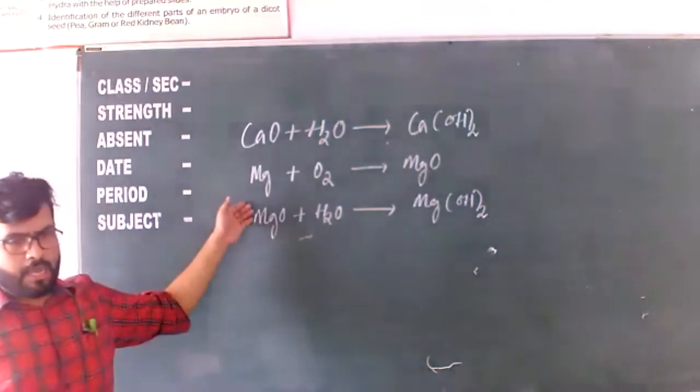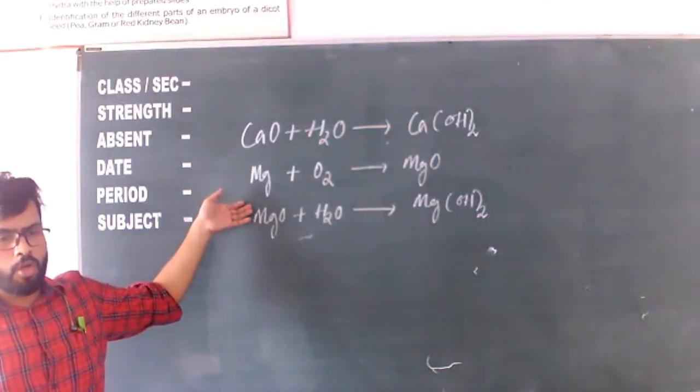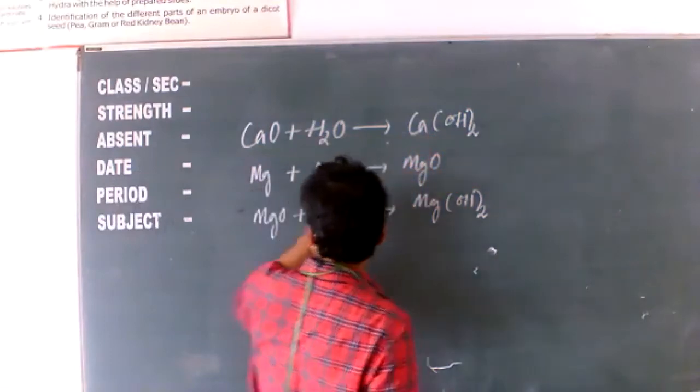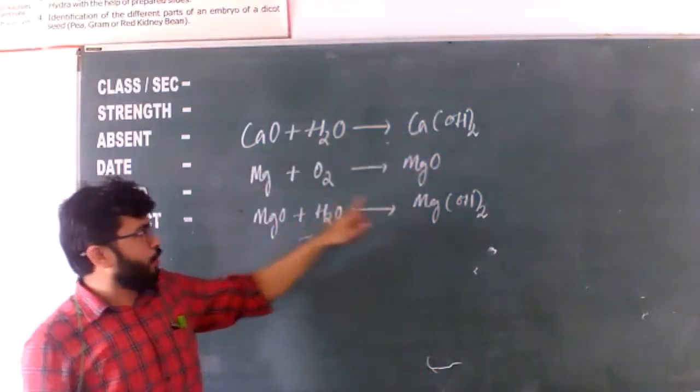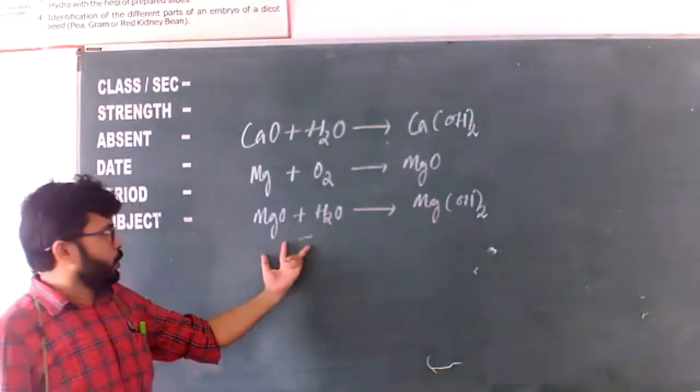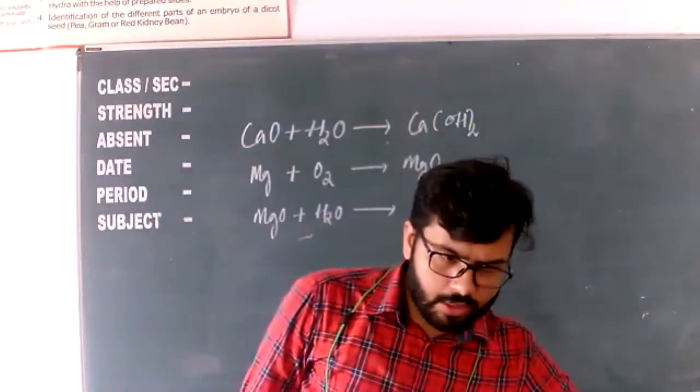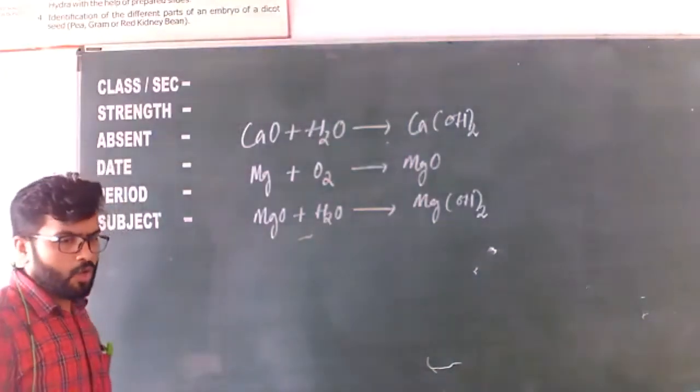These three are examples of your combination reaction. Two compounds combining to form a single compound. Here two elements combine to form a compound. Again here two compounds combine to give another compound. These three are examples of your combination reaction.